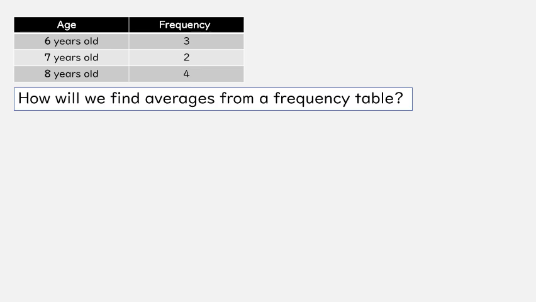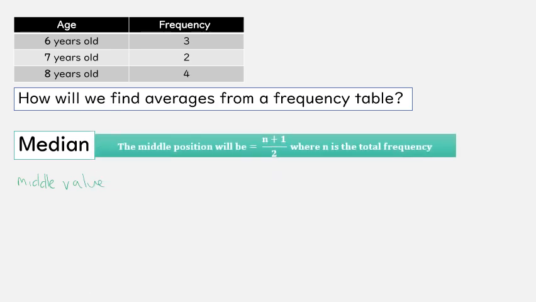So the last average we're going to look at is the median. Remember, median means the middle point, the middle value. How am I going to know where that middle value is? Well, we've got to use this formula here, n plus 1 divided by 2. And that will tell us what position is the middle value.